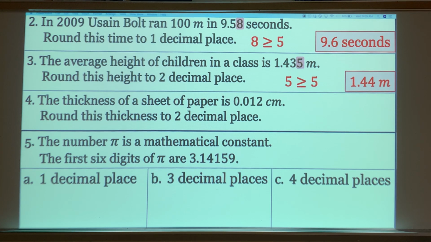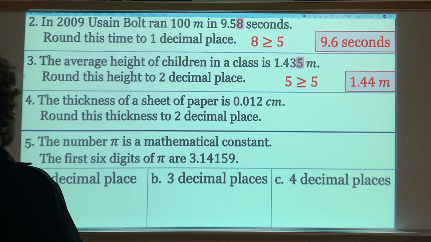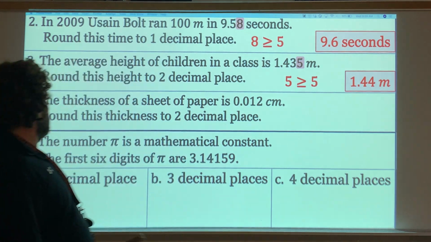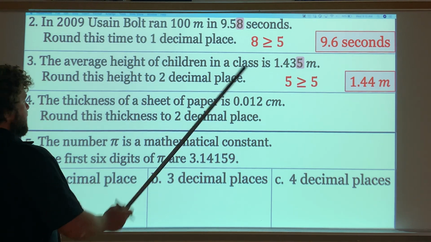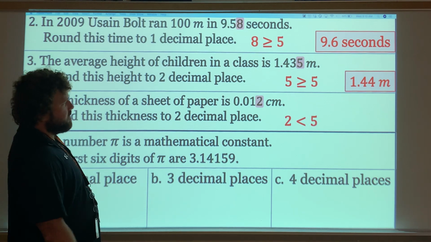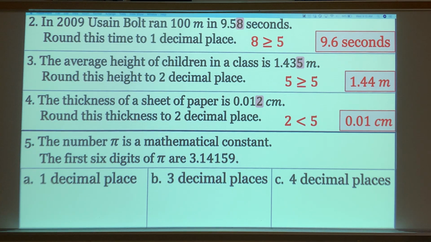Next one, the thickness of a sheet of paper is 0.12 centimeters. Round this thickness to 2 decimal places. All right. What do you think? Rounding it to the 10th place. So we can use the 2, that's less than 5. Your answer is 0.01 centimeters. All right, sound good? Awesome.